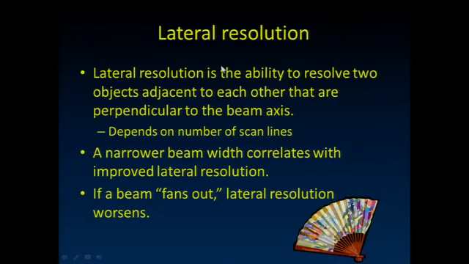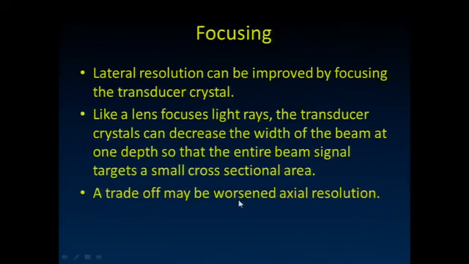Now, what determines that lateral resolution? The resolution, if you will, in that arc that's perpendicular to the axial resolution. Well, this is really the ability to resolve those two objects adjacent to each other, perpendicular to that beam axis, and frankly depends upon the number of lines we want to use to make up a single image in the scan. A narrower beam width correlates with improved lateral resolution, and as the beam fans out, that lateral resolution worsens.